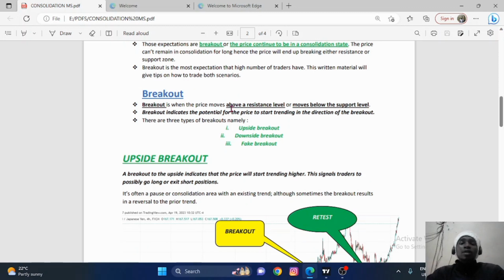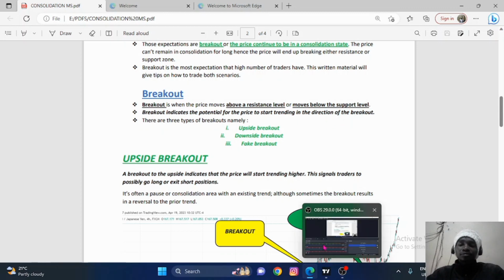Now, since the market can't stay in consolidation forever, it is very important for me to discuss breakout. Breakout is when the price moves above a resistance level or below a support level. This is a very key thing that you're supposed to understand: breakout indicates the potential for the price to start trending in the direction of the breakout.